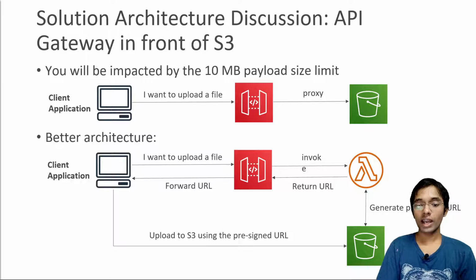Well, we have the same kind of setup. The client application does talk to the API Gateway because we like the features of the API Gateway, and says I want to upload a file.